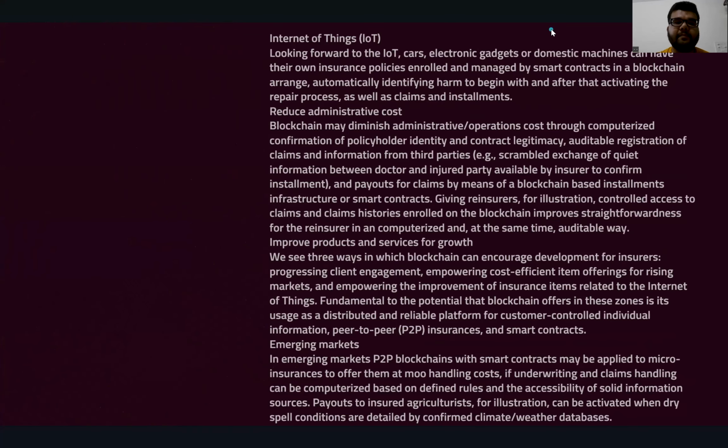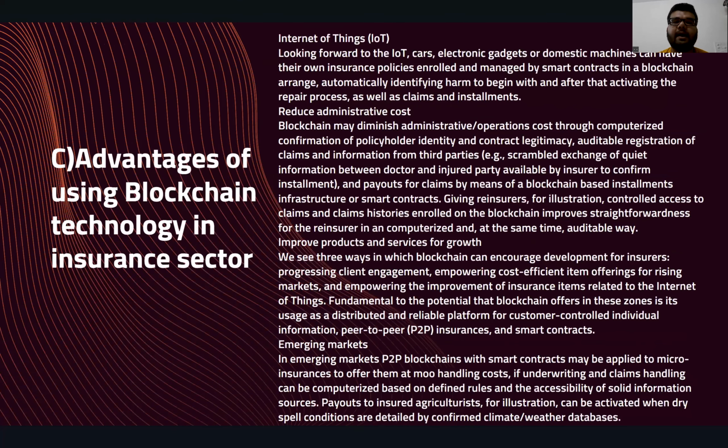So moving on to the next slide, advantages of IoT, which is called the Internet of Things. Looking forward to the IoT, cars, electronic gadgets, or domestic machines can have their own insurance policies registered and managed by smart contracts in a blockchain network, automatically identifying damage first and then triggering the repair process, as well as the claims and payments. Reduce administrative cost. The blockchain may diminish administrative operations costs through automated verification of policyholder identity and contract validity, and auditable registration of claims and information from third parties.